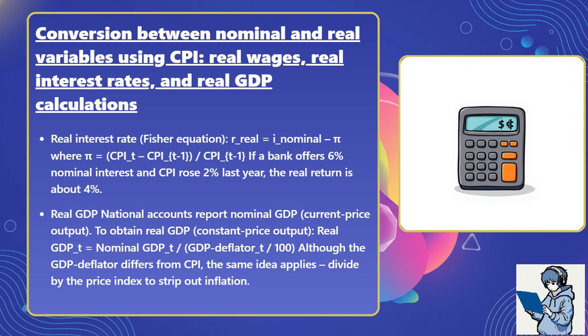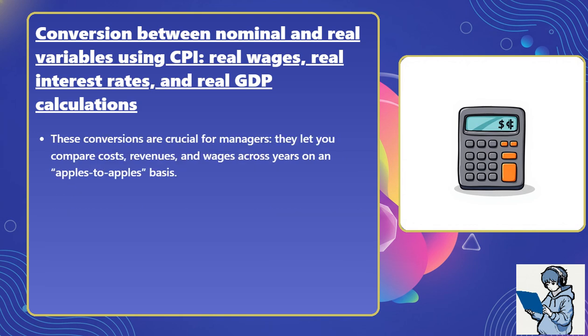To obtain real gross domestic product, constant price output, real GDP at time t equals nominal GDP at time t divided by the GDP deflator at time t over 100. Although the GDP deflator differs from the consumer price index, the same idea applies: divide by the price index to strip out inflation. These conversions are crucial for managers. They let you compare costs, revenues, and wages across years on an apples-to-apples basis.